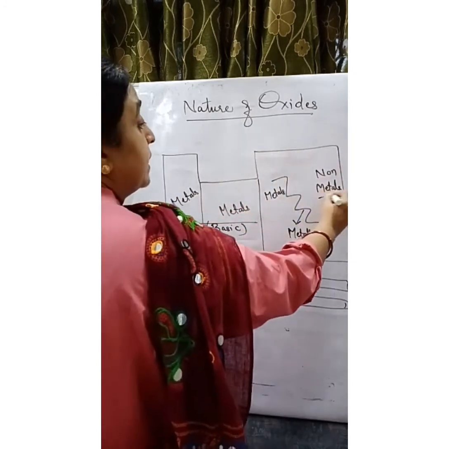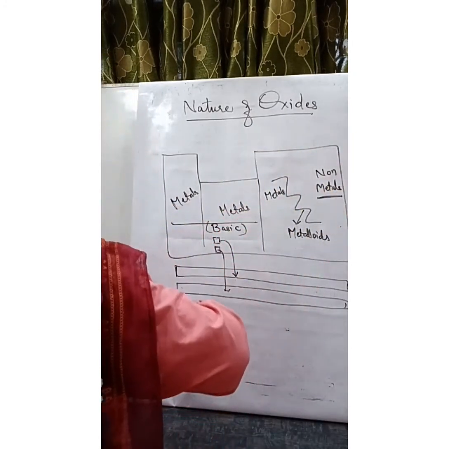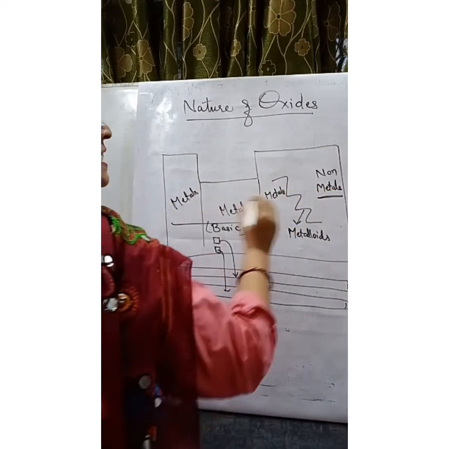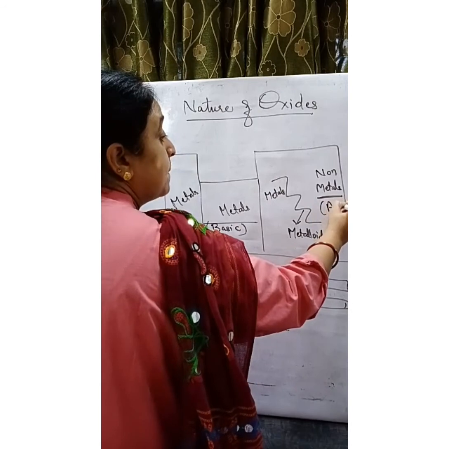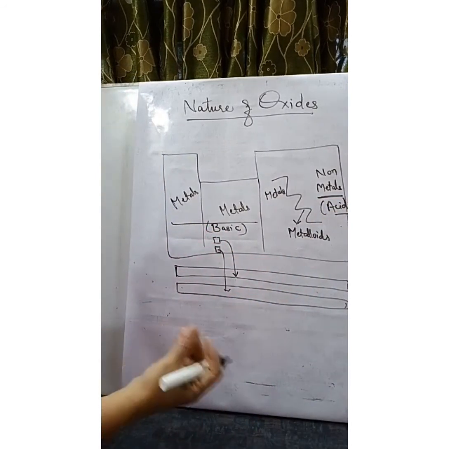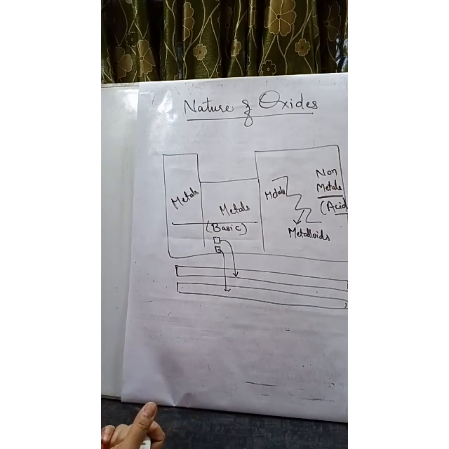Then non-metals form oxides which, when dissolved in water, form acids. So the nature of the non-metal oxides is acidic, except a few like carbon and sulfur, which form neutral oxides.